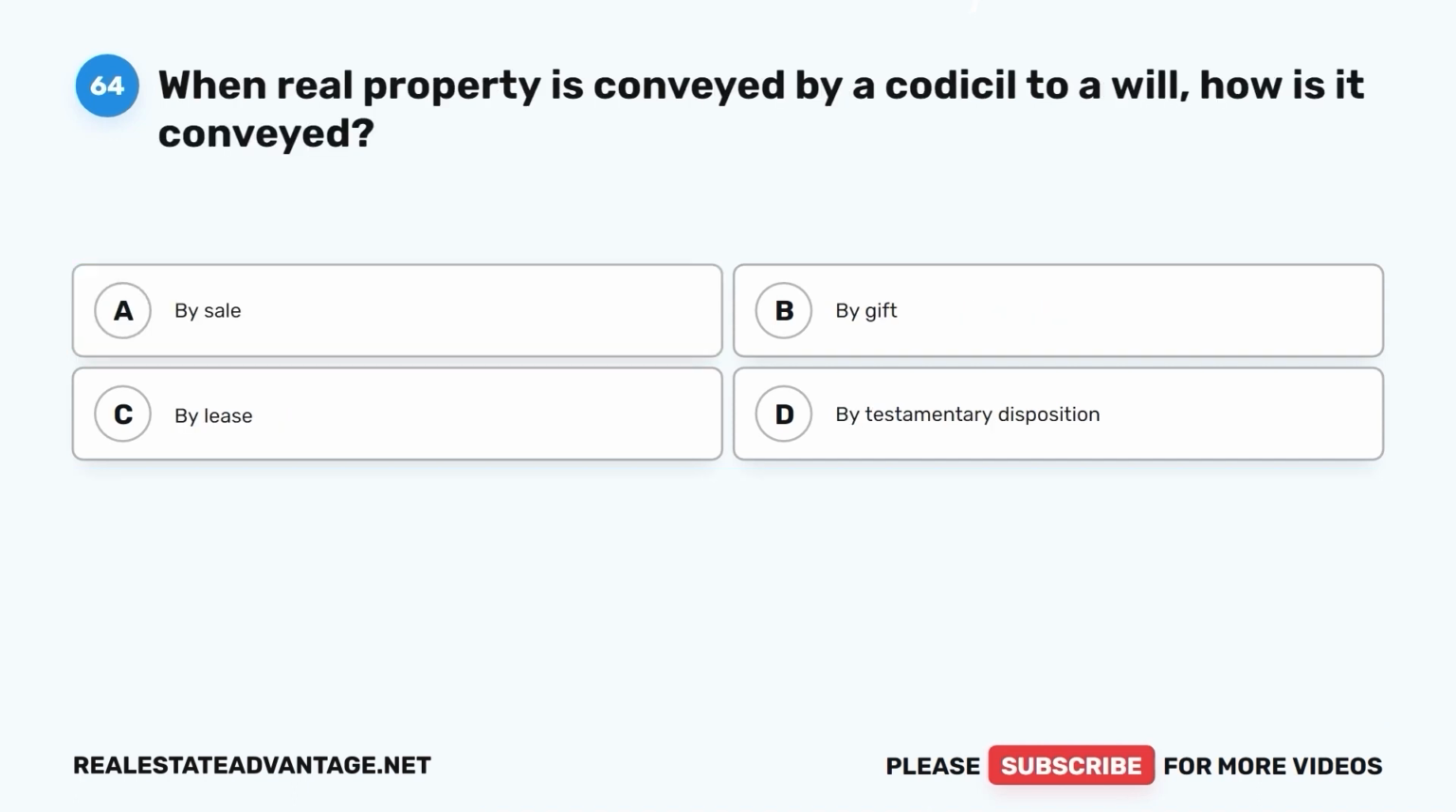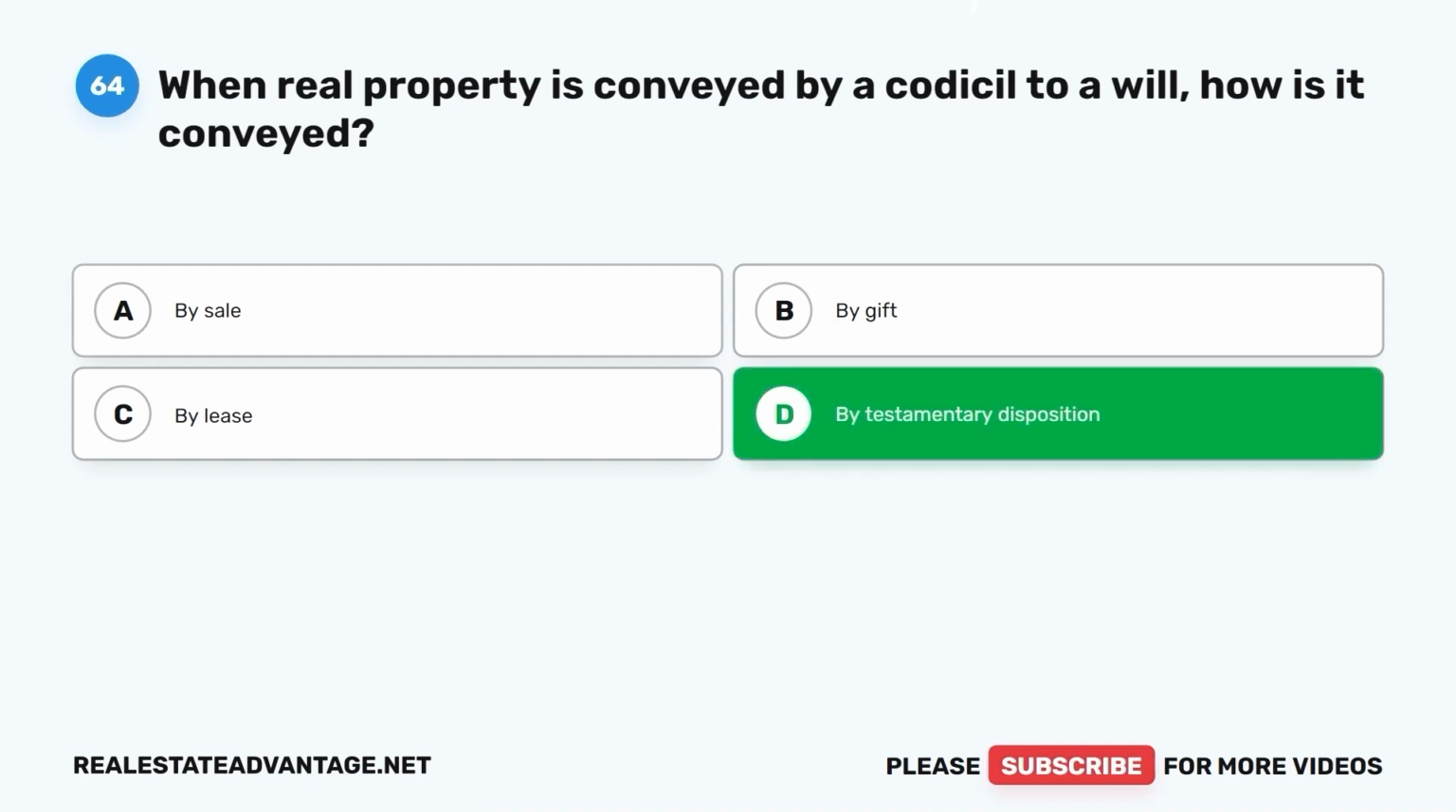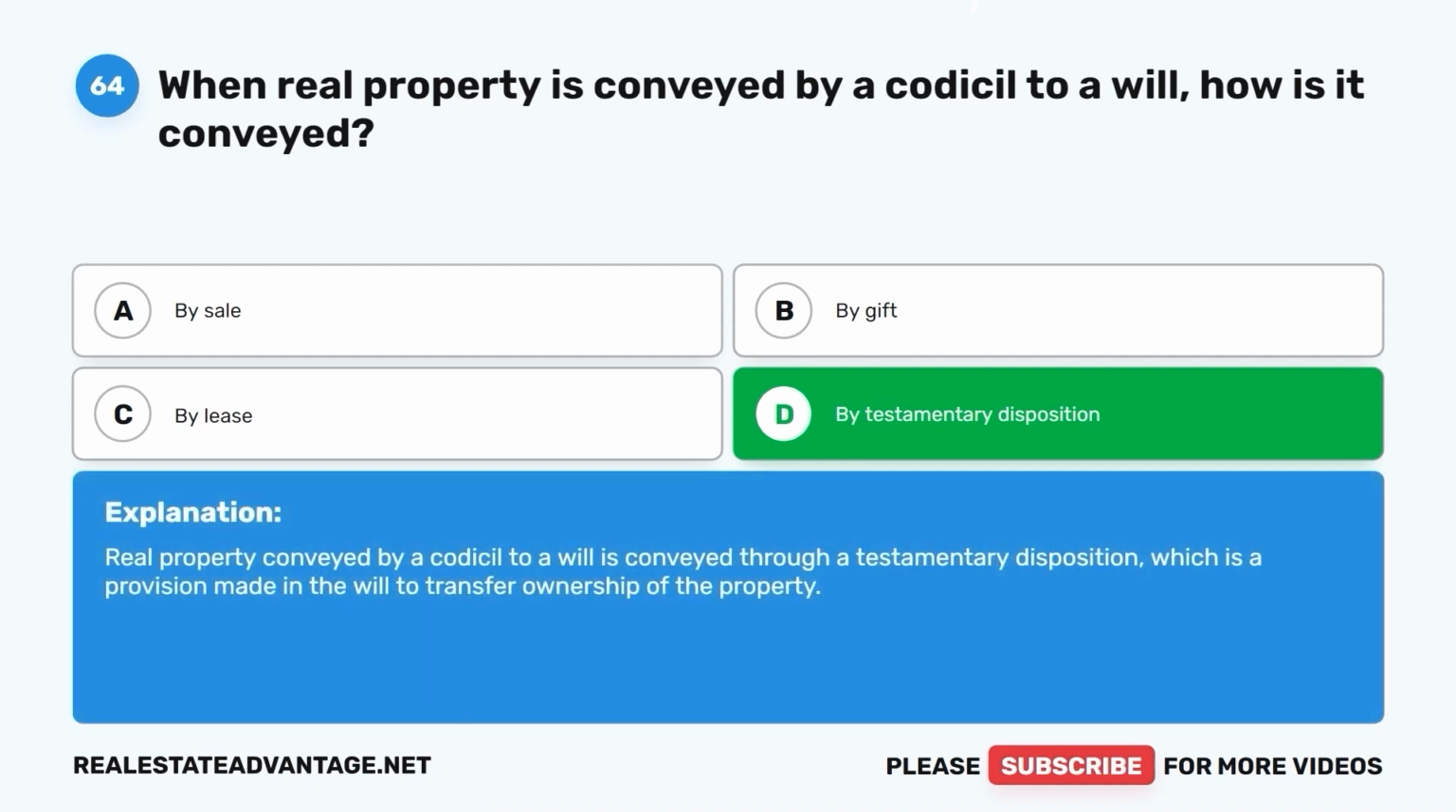Question 64. When real property is conveyed by a codicil to a will, how is it conveyed? A. By sale. B. By gift. C. By lease. D. By testamentary disposition. The correct answer is D. By testamentary disposition. Real property conveyed by a codicil to a will is conveyed through a testamentary disposition, which is a provision made in the will to transfer ownership of the property.